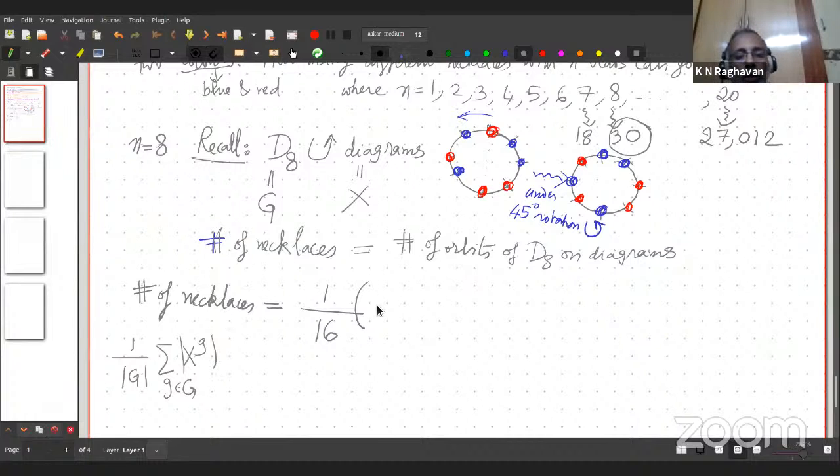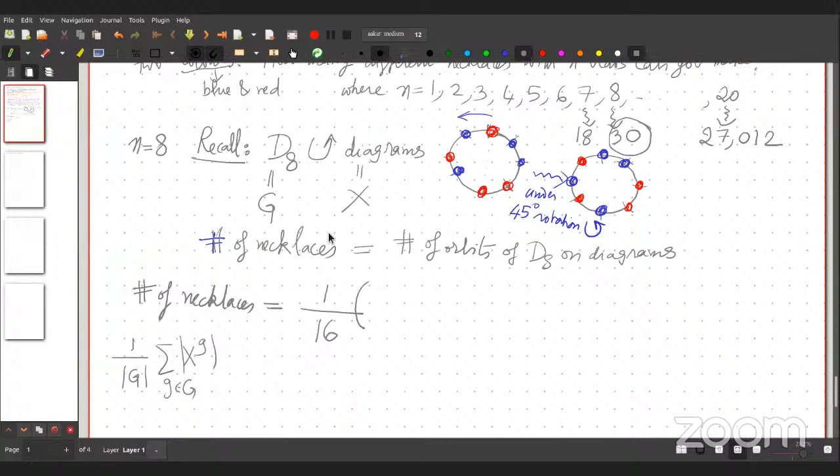I need your help here because I can just do this calculation in half a minute, but if I do it that way, I'm afraid I'll lose you. So please help me and speak up so that all of us are on the ball, so to speak. That is, we are following what is happening. So the question is, how many diagrams are fixed by the identity element? So what is your answer to that? So how many diagrams are there? What is the size of this set X?